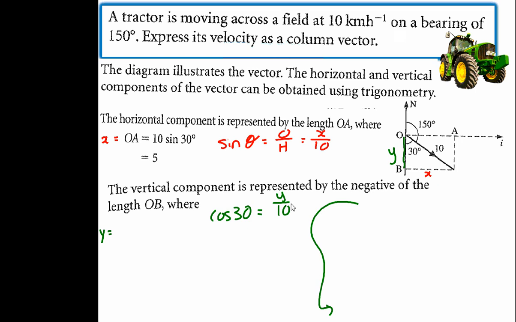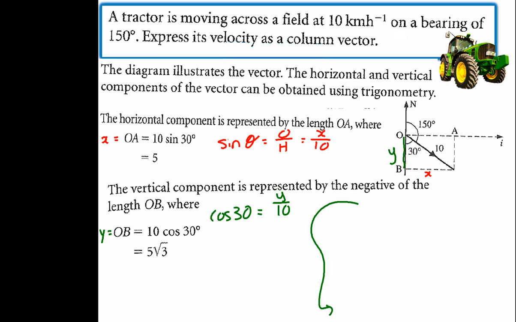Then you can also work out the vertical component, which is represented by the negative of OB because it's going downwards in this case. To go from here to here, you're going across, so it's a positive x and a negative y. So just work out what this length is using trigonometry, and then remember that because it's a vector, it's got direction and it's going downwards, so it'll be negative. So cos of 30 equals adjacent over hypotenuse, cos of 30 equals y over 10, so y equals 10 cos 30. And remember, cos 30 is root 3 over 1, using your 30-60 degree triangle.